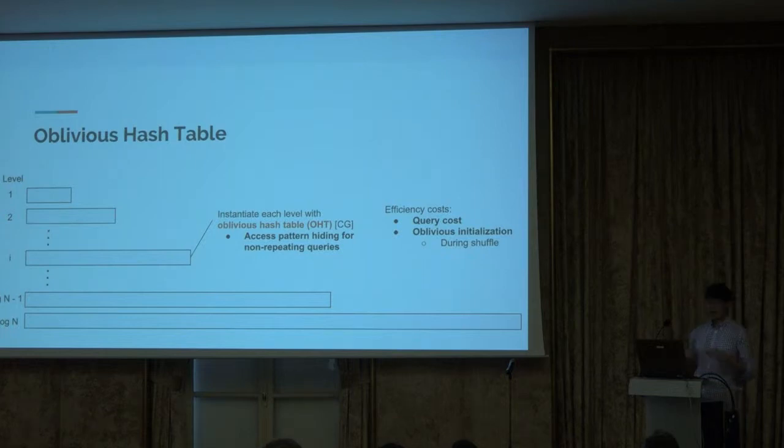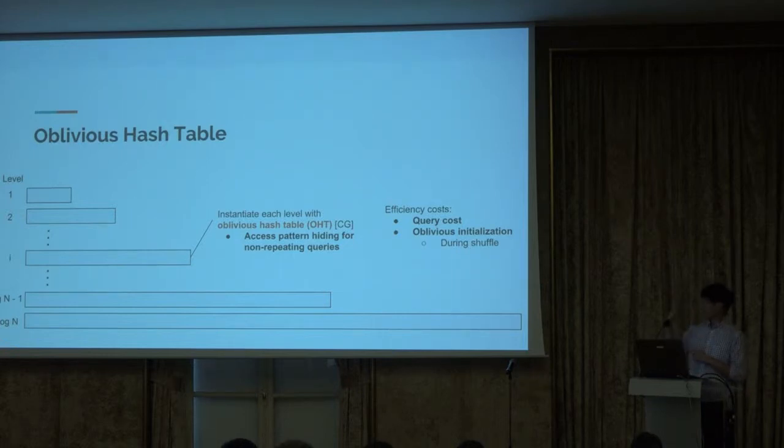So how do we look up these search items on each level? Essentially, we're going to use an oblivious hash table. At first it seems like an oblivious hash table might just be an ORAM itself, but the main observation is that the access pattern we need to hide is only for non-repeating queries. It's a very important thing that we'll use. We'll assume that because of the way the paradigm works, queries only come in a non-repeating fashion.